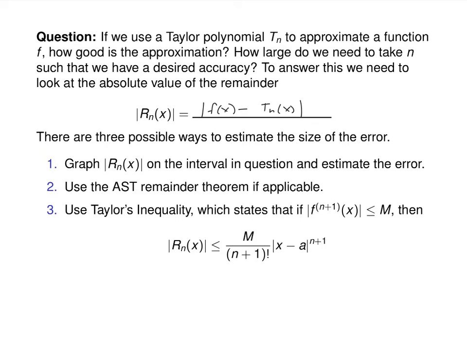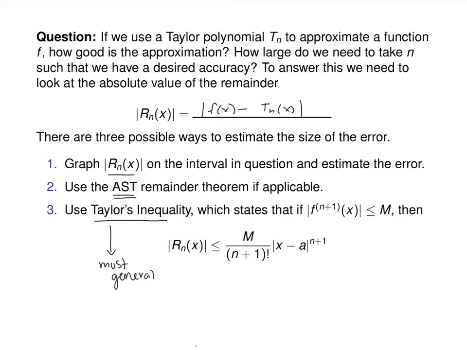And there are 3 possible ways that you could find this error. If you have specific functions for f of x and Tn, you could graph this function and use that to estimate the error. If you have an alternating series, you could use the alternating series test to find the remainder. Or you can use Taylor's inequality, and this one is the most general, as in it will work more frequently.